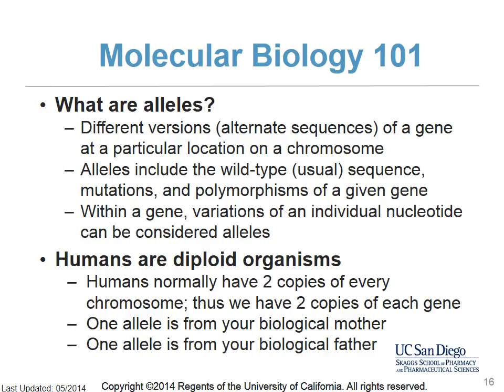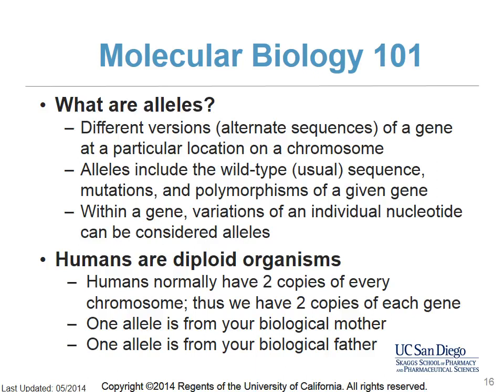What are alleles? Alleles are different versions or alternate sequences of a gene at a particular location on a chromosome. Alleles include the wild type, that is the usual sequence, mutations, and polymorphisms of a given gene. Within a gene, variations of an individual nucleotide can be considered alleles.